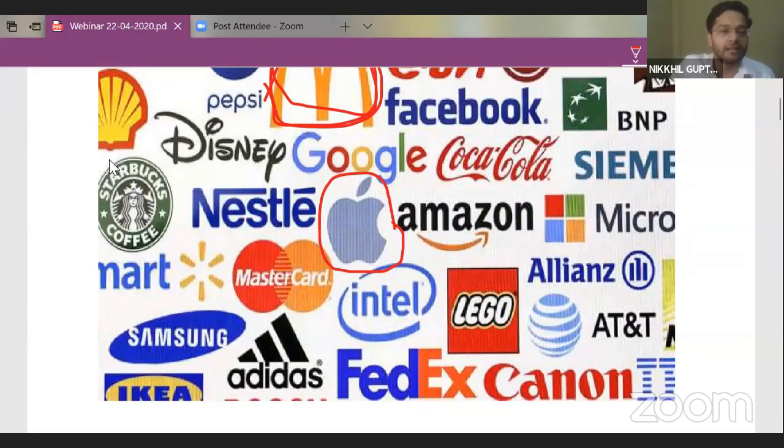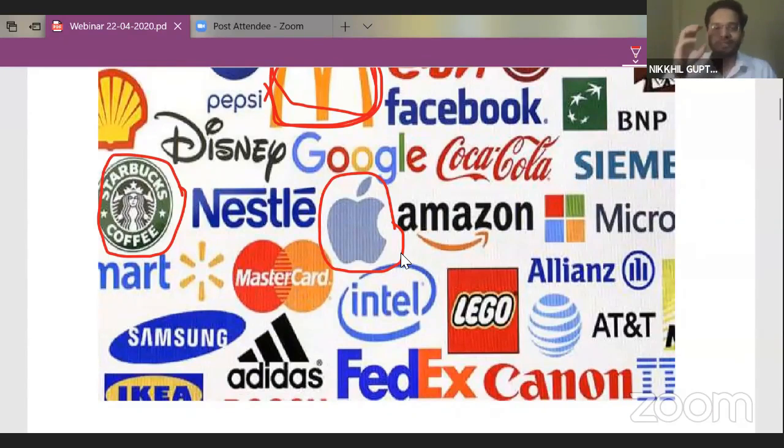I'm encircling one more brand. If you have heard about this brand, I'm encircling one brand. Guys, Starbucks, coffee. Yes, Starbucks. Now I want one word to describe Starbucks coffee.